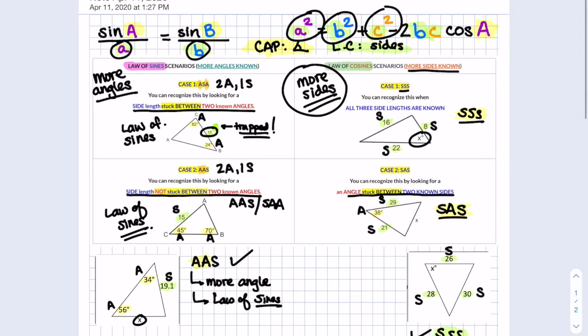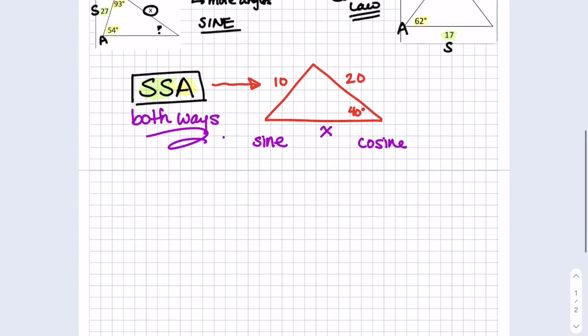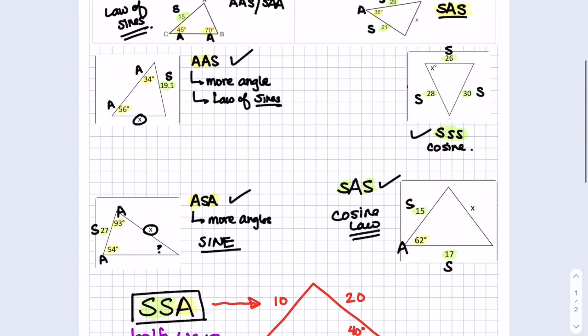There's a Desmos activity for you to complete just to get you practice choosing which case you see in the triangles and which ones would use sine or cosine.